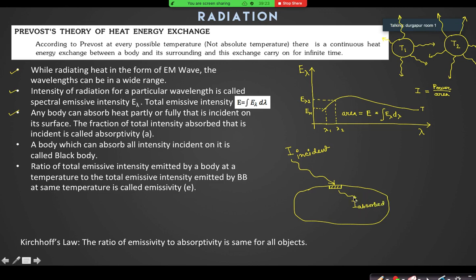This absorbed part is only responsible for changing the temperature of the body. So if a fraction is absorbed, then what are the other parts? Other parts may be reflected. If the body is very shiny, it can reflect the waves, and another part can be transmitted. So there are three different ways this incident radiation is used. One is absorbed, another is reflected, another is transmitted.